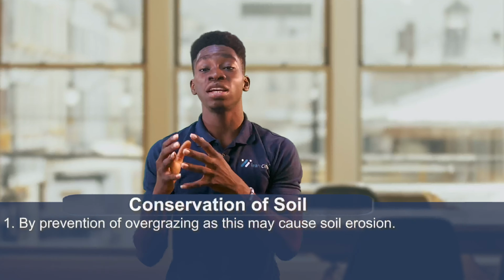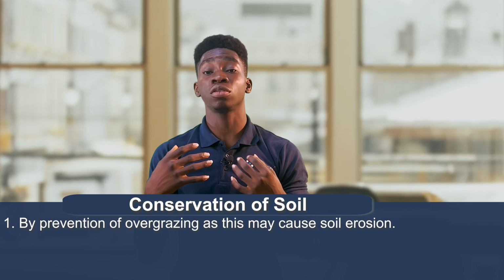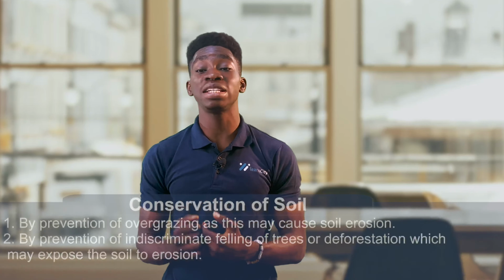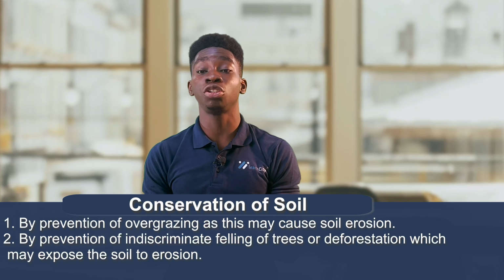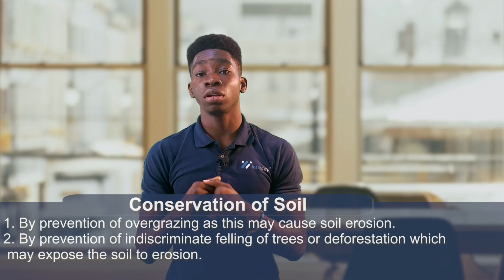Now let's move on to soil conservation. So the methods by which you can conserve soil, one is by preventing overgrazing. This might lead to soil erosion. So preventing overgrazing can help to conserve the soil. Another one is by preventing indiscriminate felling of trees or deforestation, which could also lead to erosion.